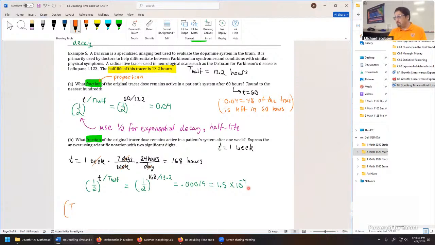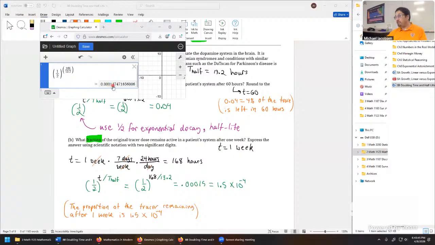You might say the proportion of the tracer remaining after a week is that 1.5 times 10 to the power negative 4. So it's almost completely effectively gone. After 2 weeks, it probably can't be measured at all. And that might be tough to measure as well.